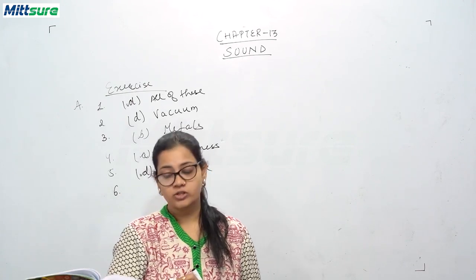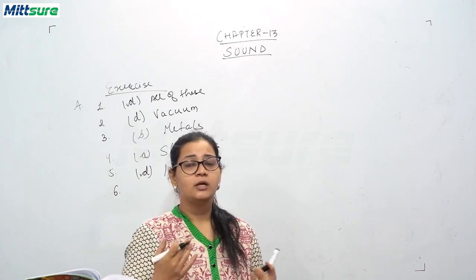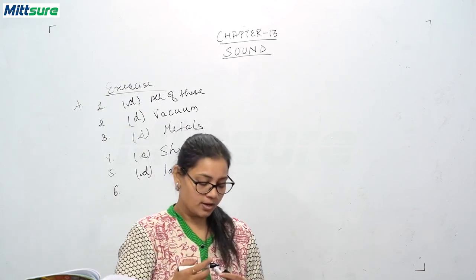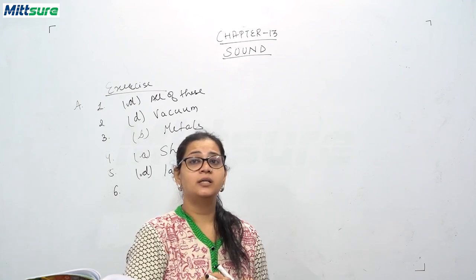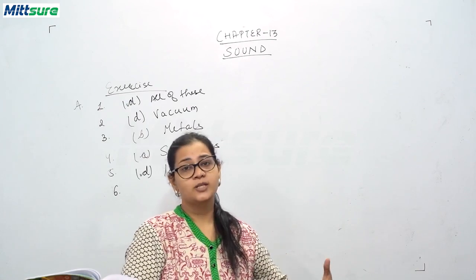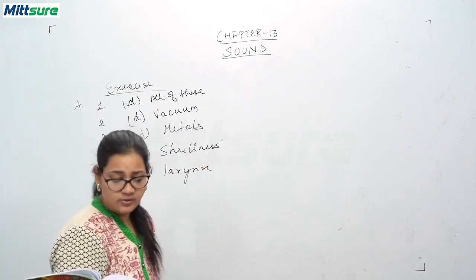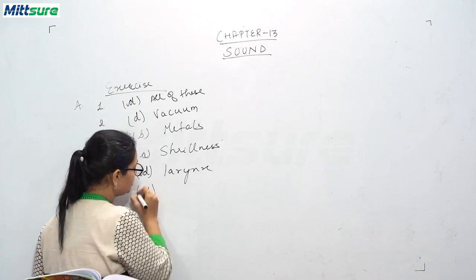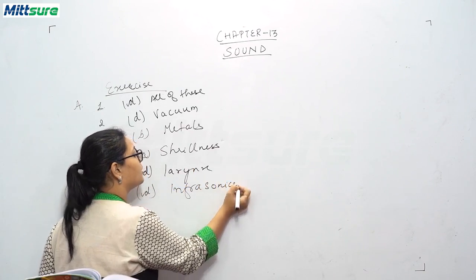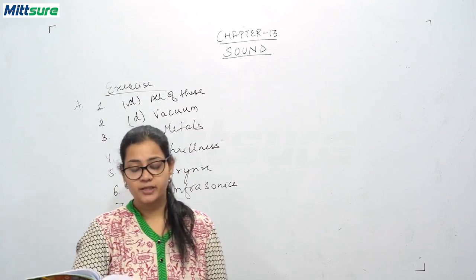Sixth, sound having a frequency less than 20 Hz are called A. Supersonic, B. Ultrasonic, C. Sonar and D. Infrasonic. Now students, supersonic and ultrasonic are the sounds which are above 20,000 Hz. And what is a sonar? Sonar is a device which is used by the navies to detect or to measure distance of an object which is under water. So infrasonic is the right option, that is D.